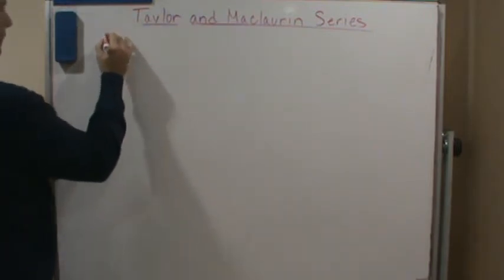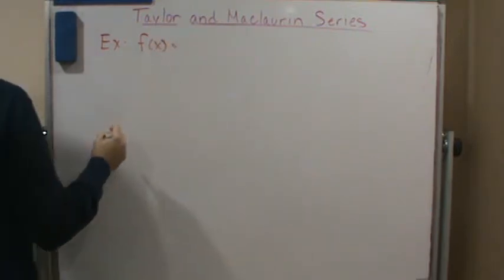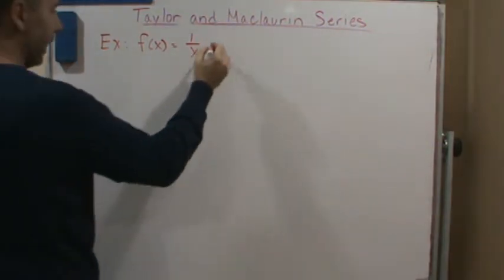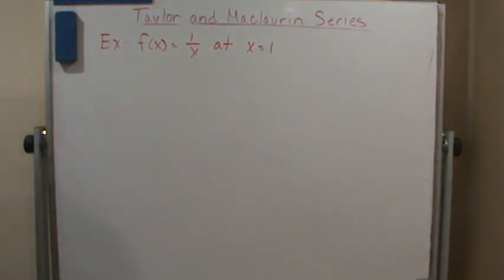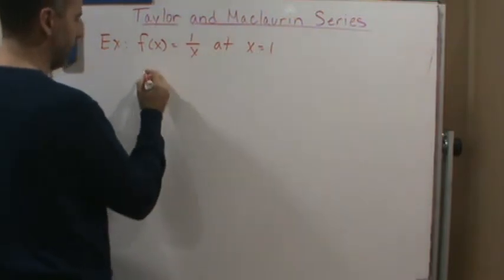So f of x is equal to 1 over x at x equals 1. Okay, and so we want to find a Taylor series for this function, and we want to determine the interval of convergence. Now we want to find the values of the derivatives. Let's list the first 4 derivatives of this function, and then we'll evaluate them at x equals 1.